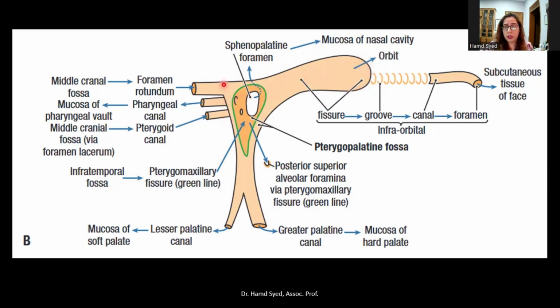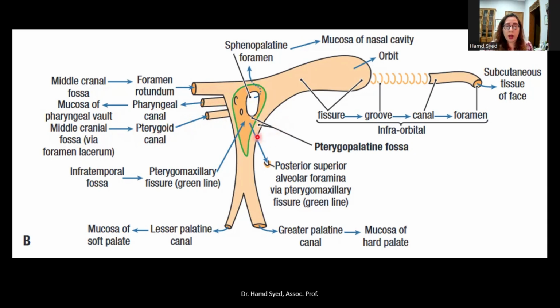Other than that, in the posterior wall of the pterygopalatine fossa, we have these three bony openings, or you could say passageways. The one which is the highest is the foramen rotundum, through which it communicates with the middle cranial fossa. And remember, it transmits the important maxillary nerve into the pterygopalatine fossa. Also, below that, in the posterior wall, are the pharyngeal canal and also the pterygoid canal. The pharyngeal canal is its communication with the mucosa of the pharyngeal vault, while the pterygoid canal is the communication of the pterygopalatine fossa with the middle cranial fossa via the foramen lacerum.